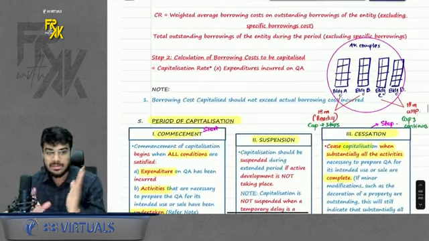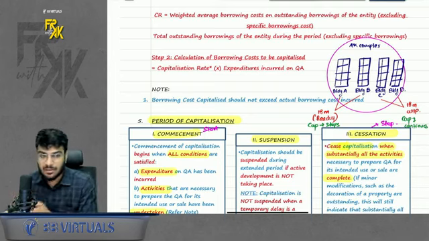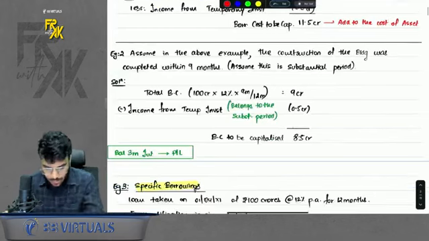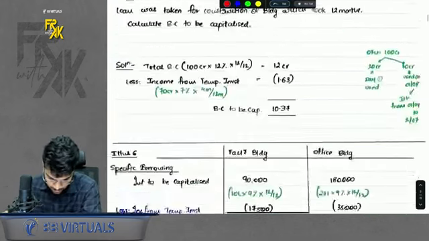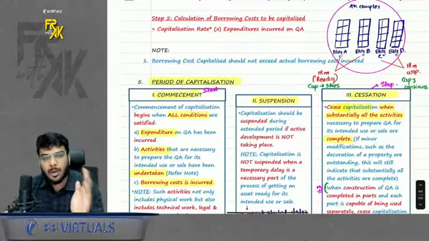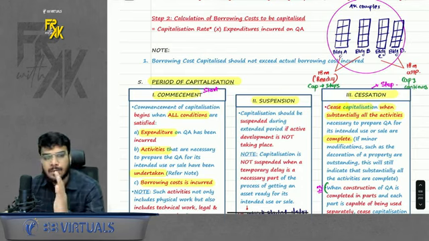Okay, acha, do remember this is a quick revision. I am focusing on revision rather than teaching you for the first time. Okay, do remember that. So we did certain examples based on that also. Then we moved on towards the next point, which was period of capitalization. How many months will you capitalize the interest?